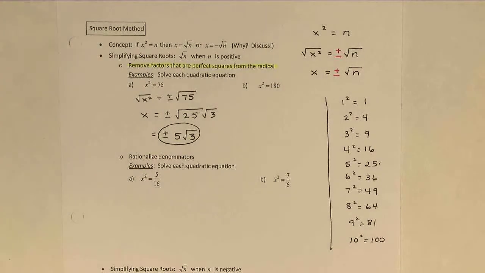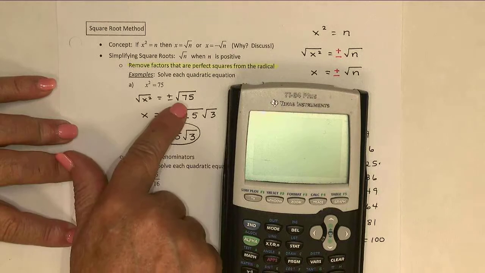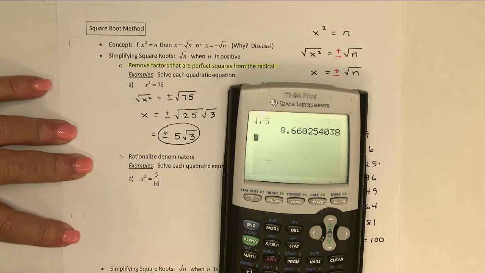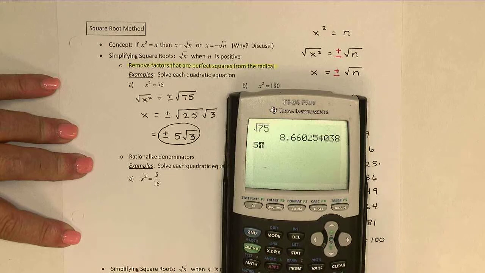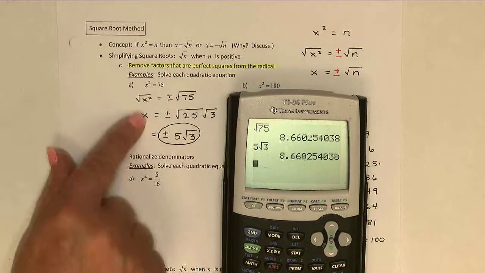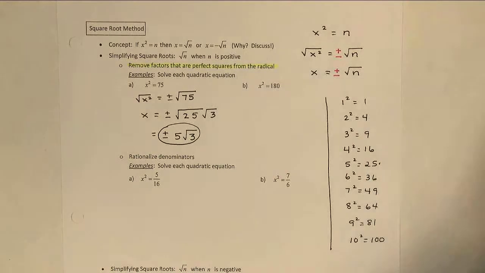By the way, just to prove to yourself that we haven't done anything strange here in simplifying this, if I were to grab my calculator for a moment and take the square root of 75, I get about 8.66 something. Now take 5 times the square root of 3. And notice that we get exactly the same value. This is just what we consider a simplified form of that. It's kind of the radical equivalent of reducing a fraction to lowest terms. We call it the simplest radical form.